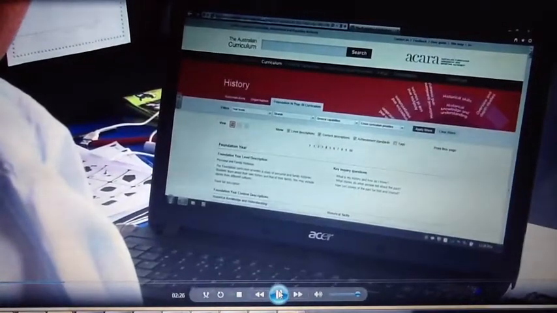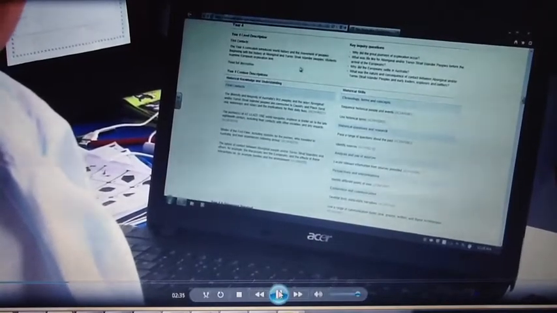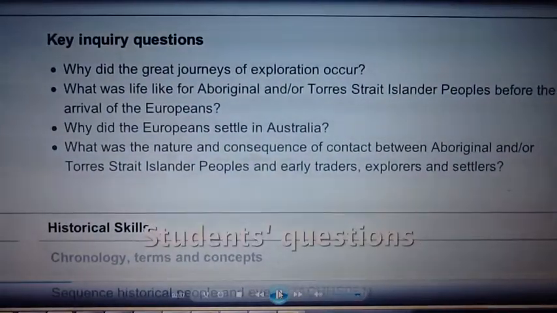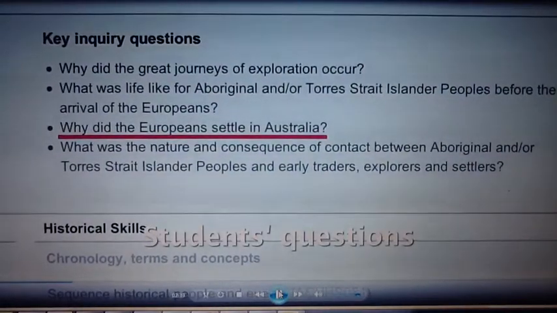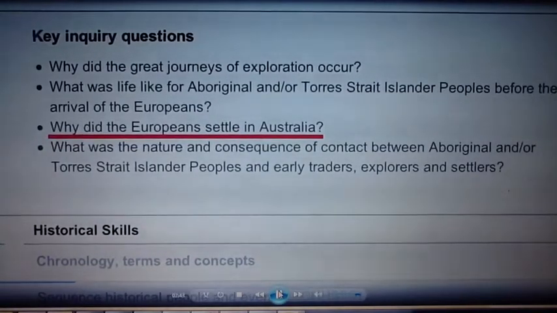So what was your first reaction when you went online and looked at the curriculum? I was surprised that it wasn't more just about facts and dates. It was more about the history questions and the skills of inquiry. And I was happy that with questions like why did Europeans settle in Australia, I could engage the kids far more rather than just covering dates and facts.